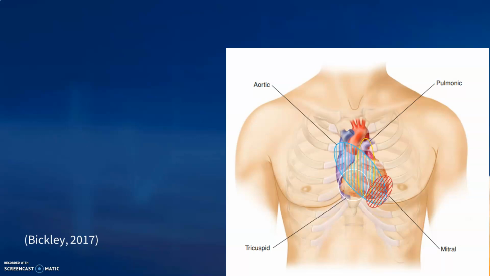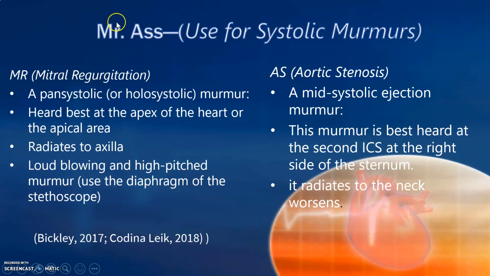There's a well-known mnemonic used to identify whether it is regurgitation, whether it is systolic, whether it is aortic, and whether it is stenosis. So let's get into that section. For me to remember, I say Mr. Ass or Mr. Love Ass. This is used for systolic. The MR is mitral regurgitation.